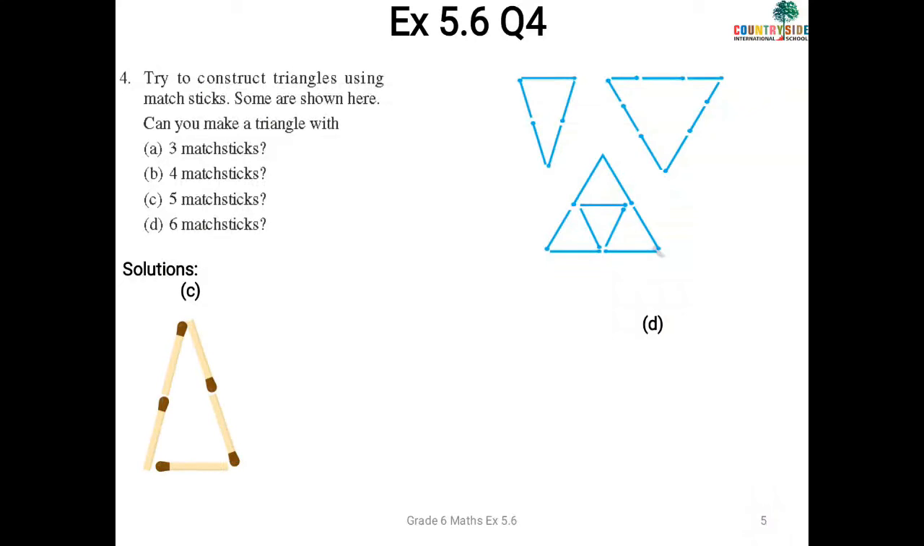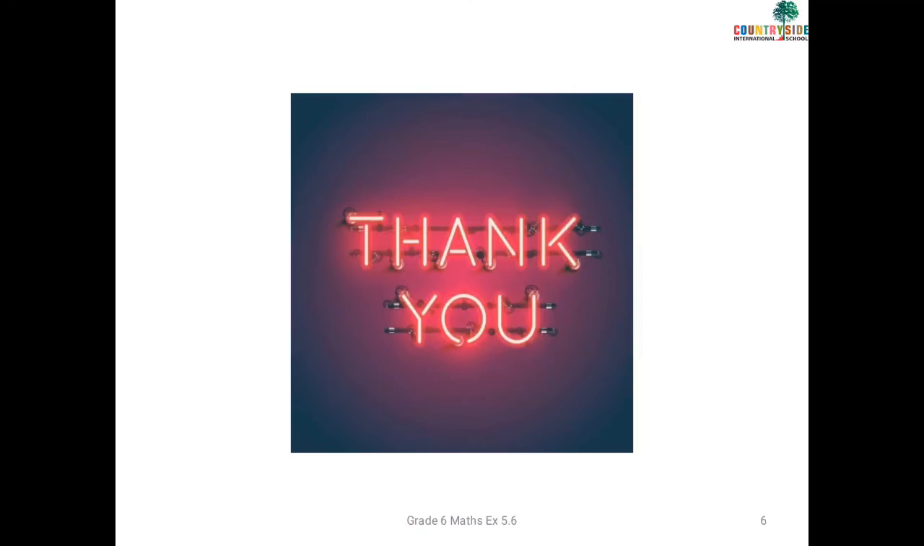Now for part C, you have to use 5 matchsticks. In this way you can easily use 5 matchsticks to make a triangle. Now similarly for the last part D, you have to use 6 matchsticks. With the help of 6 matchsticks you can easily make a triangle in this manner. So this is your answer, and this is a very practical question. You have to make the triangle by yourself, as we discussed in the algebra chapter also. So in this way we have completed exercise 5.6.